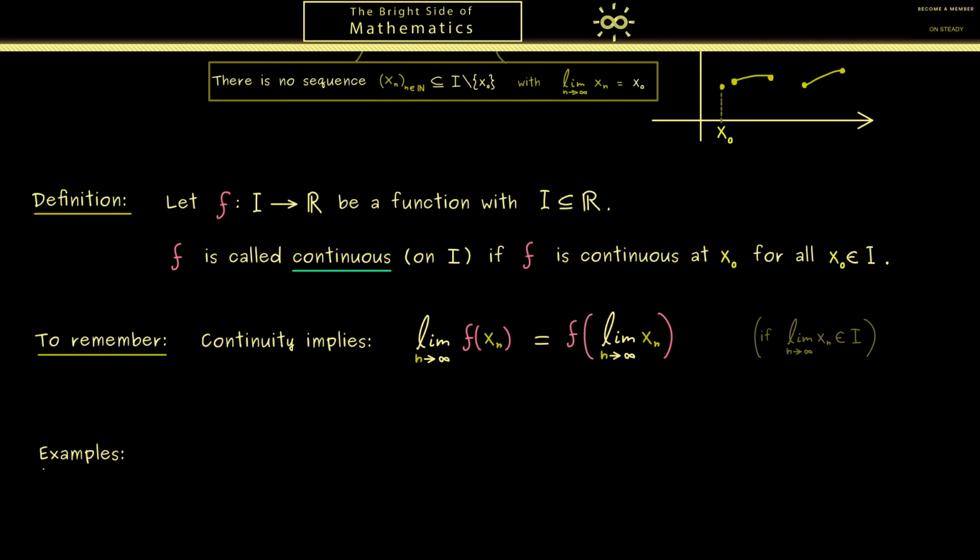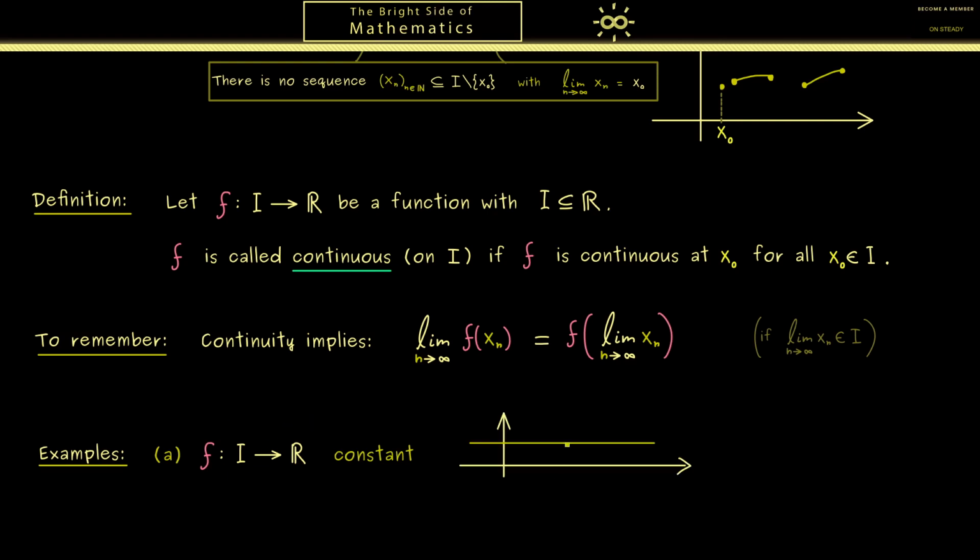Let's immediately start with a simple one. If we have a constant function, then no matter what the domain is, it's always a continuous function. This is not hard to see because the sequence of the values is always a constant sequence.